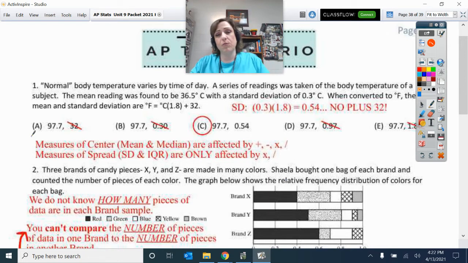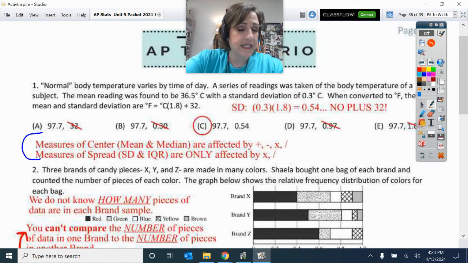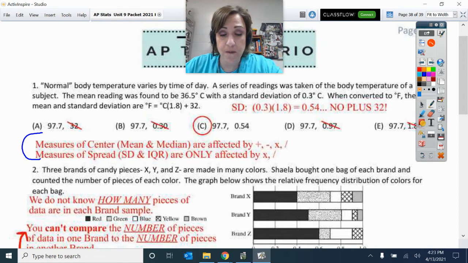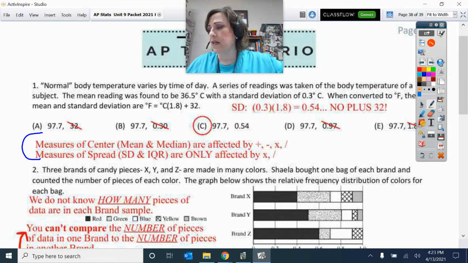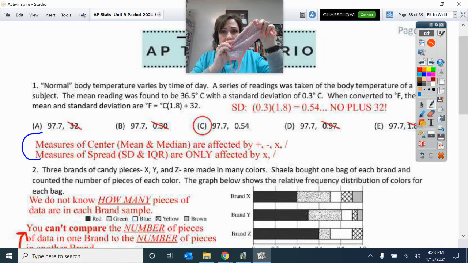So here I summarized it. Remember that measures of center, like your mean and your median. Remember the ball that I had? If we had this, then the measure of center is affected by adding, subtracting, multiplying, and dividing. So it does stretch out or get smaller. Measures of center are affected by all those things.